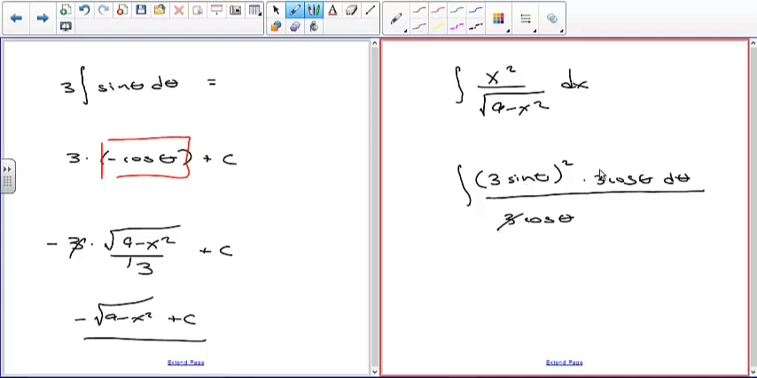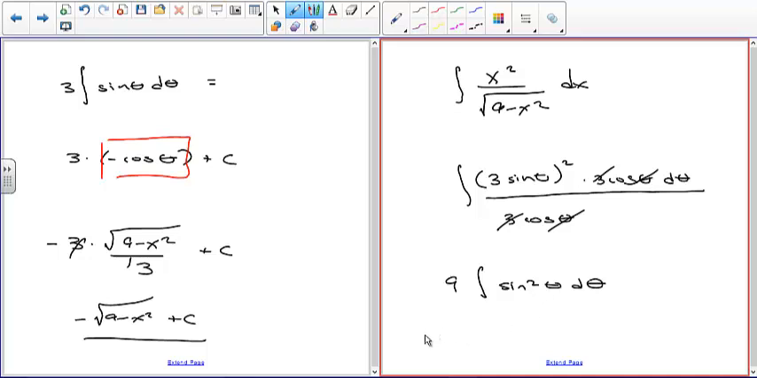So let's go ahead and simplify again. Those cancel out, those cancel out. And what I'd end up with is 9 times the integral of sine squared theta d theta. Instead of 3 times the integral of sine theta d theta, I have 9 times the integral of sine squared theta d theta. So the question is, how would you solve that?